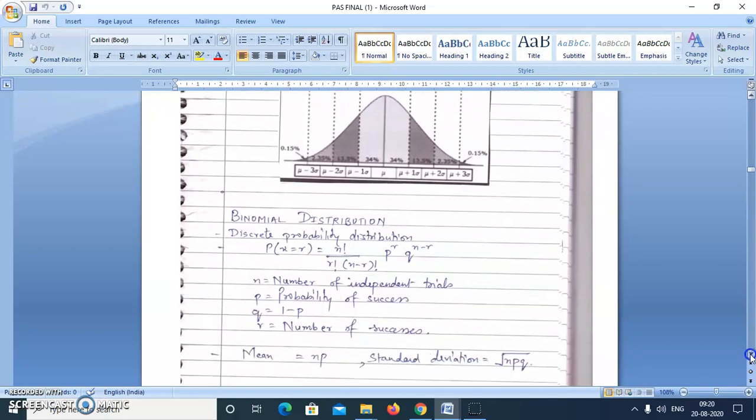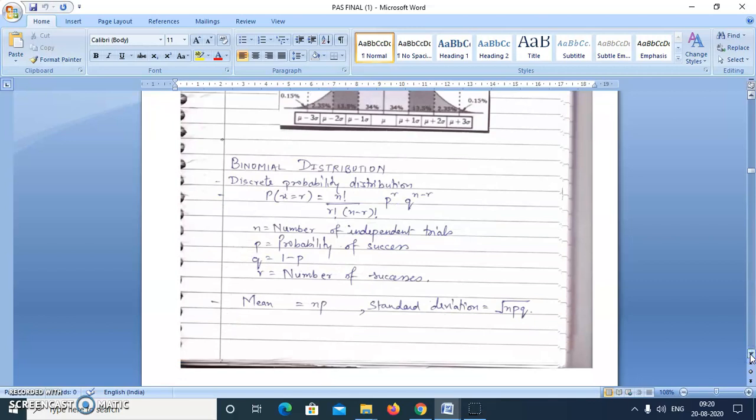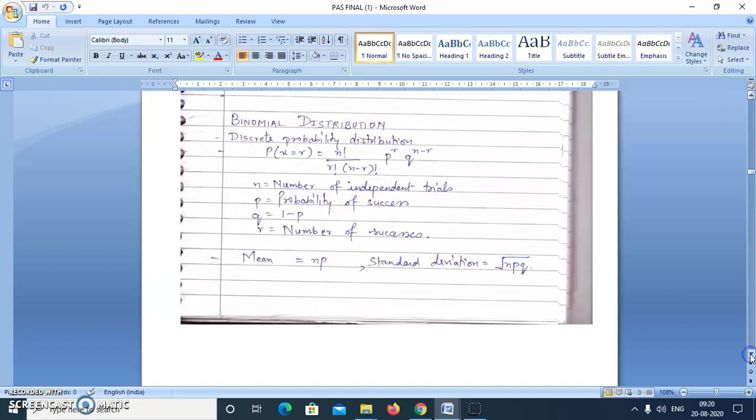The second distribution which we'll cover is binomial distribution. Binomial distribution we have studied in class 12th. It is also a biparametric distribution, which is defined by two things: n, the total number of independent trials, and p, the probability of success.